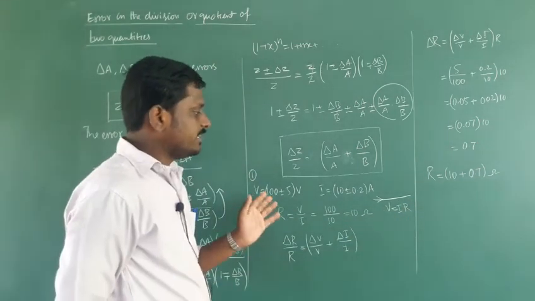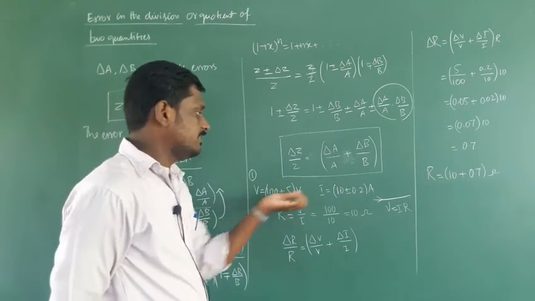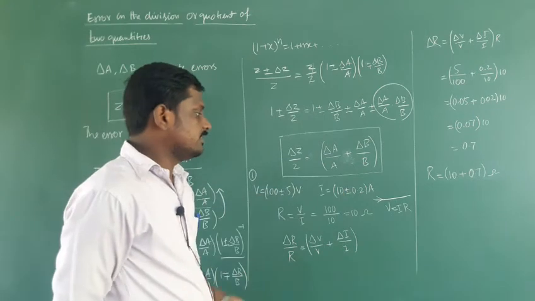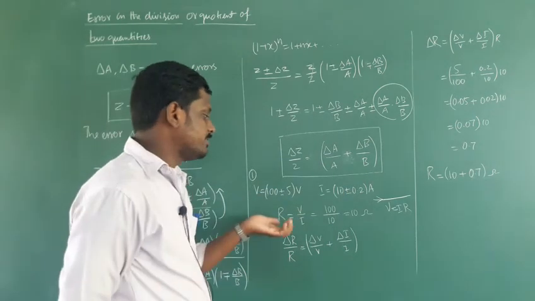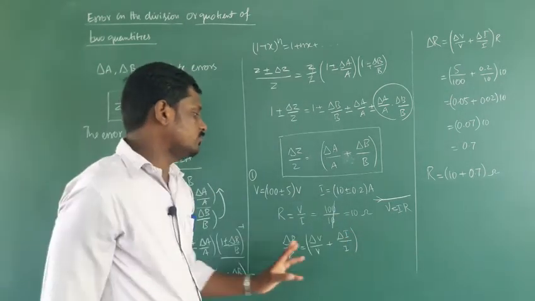First we need to find it directly. What is the given data, without error? 100 volt is the voltage and 10 ampere the current passing through the wire. So R is equal to V by I, 100 by 10, so we get 10. So 10 ohm is the resistance.